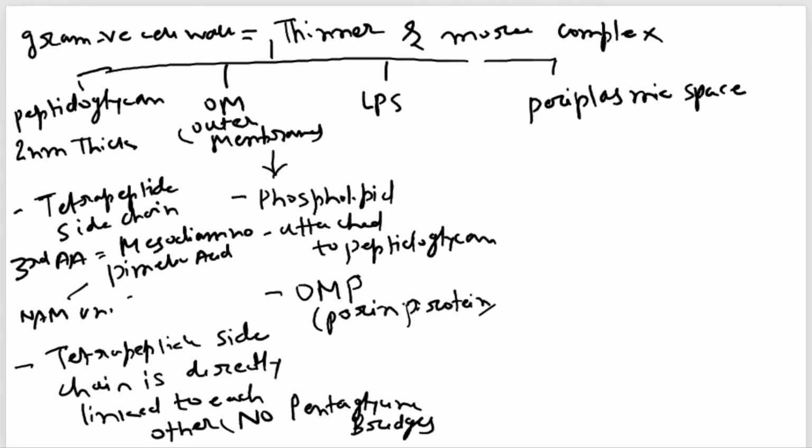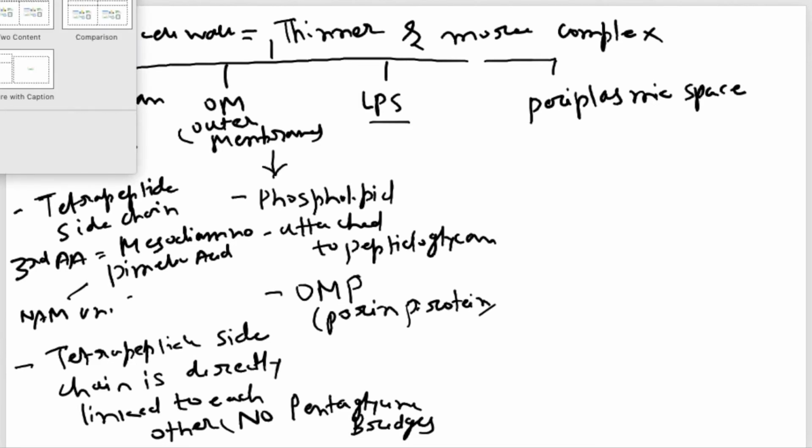A very important structure in gram negative bacteria is LPS. What is it? It is unique to the gram negative bacteria. We will discuss it here.